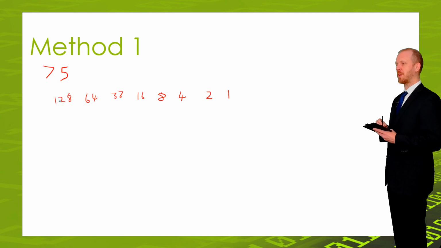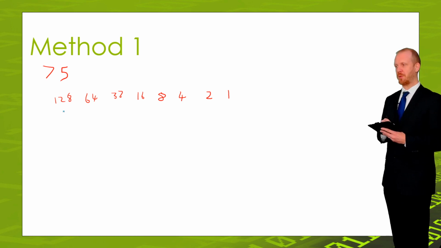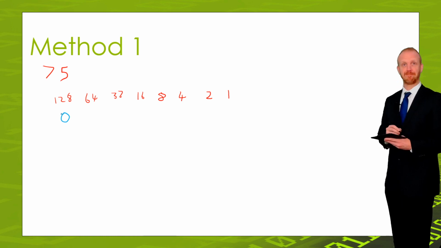So first of all, I'm going to look at the biggest number and ask, does that fit into 75? It doesn't. So there can't possibly be 128 in there. If I put a 1 under there, the number would be bigger than 128, and therefore it can't be 75. So that has to be 0. So 0 goes in there.